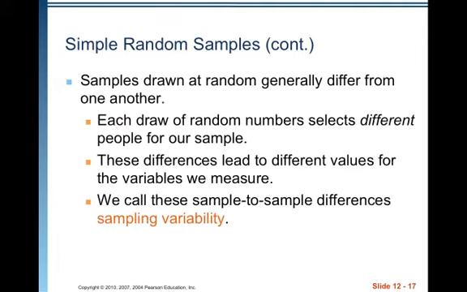Samples drawn at random generally differ from each other. Each draw of our random number selects different people for our samples. These differences lead to different values for the variables we measure for those statistics. We call these sample-to-sample differences sampling variability. Some people call it sampling error, but that makes it sound like you've done something wrong. But if you come across the term sampling error somewhere, that means the same thing as sampling variability.